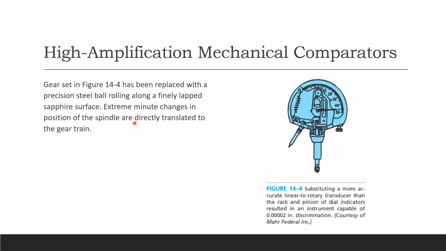High amplification mechanical comparators. Right here, just a little gear, and it's showing you the gear set in this picture has been replaced with a precision steel ball, okay, rolling along a finely lapped sapphire surface. Extremely minute changes in position of the spindle are directly translated to this gear train.